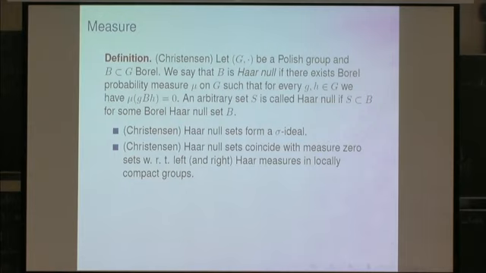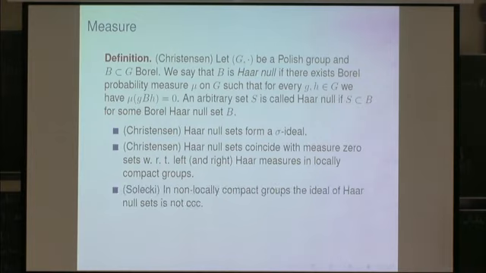Okay, so this is indeed a nice generalization of the null ideal, but there are some interesting things. For example, Zoltán proved that in non-locally compact groups, this ideal is not CCC. So there could be continuum many pairwise disjoint positive sets. Okay, and we would like to measure the size of the conjugacy classes with respect to this notion.